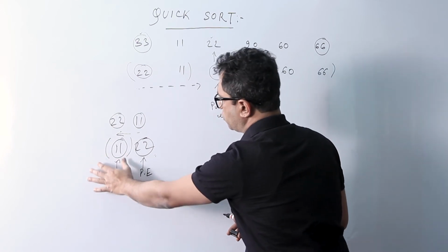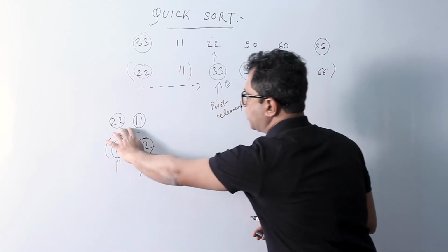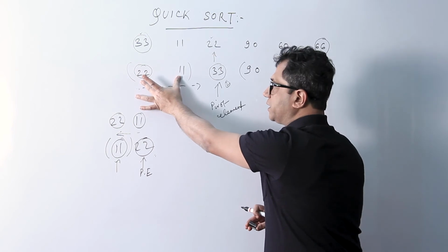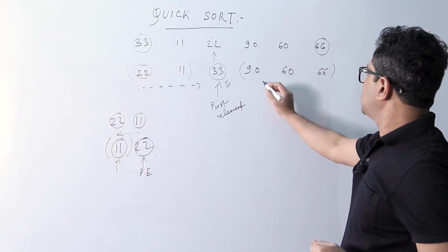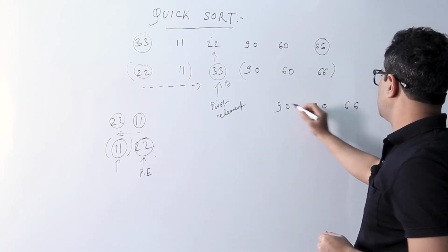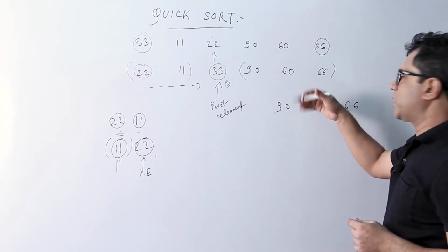That is 11 will remain at this position. So basically I can say that on the first instance, the sublist which contained 22 and 11 has been sorted, and now we come to this second list which contained 90, 60 and 66 and run the same algorithm as we were doing all this while.